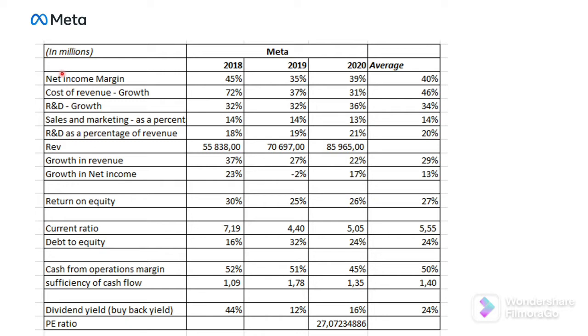So in Meta's case, for each dollar of revenue it generates, it's able to convert that dollar on average into 40% or 40 cents of profits. The margins have been fairly impressive. I mean, slight deterioration in 2019, but a massive bounce back in 2020.